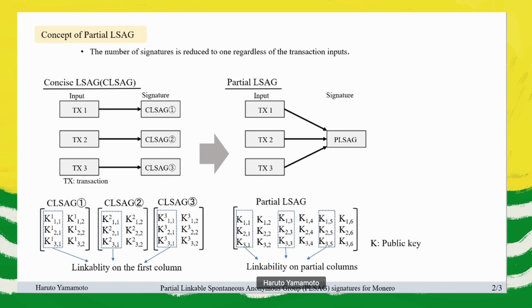However, CLSAG cannot simply aggregate 3 transaction inputs into 1. On the other hand, our partial LSAG signature algorithm can add linkability to any columns. When we use the PLSAG signature with 3 transaction inputs in Monero, linkability is added to the odd-numbered columns like 1, 3, and 5. That's why PLSAG can reduce the number of signatures to 1.